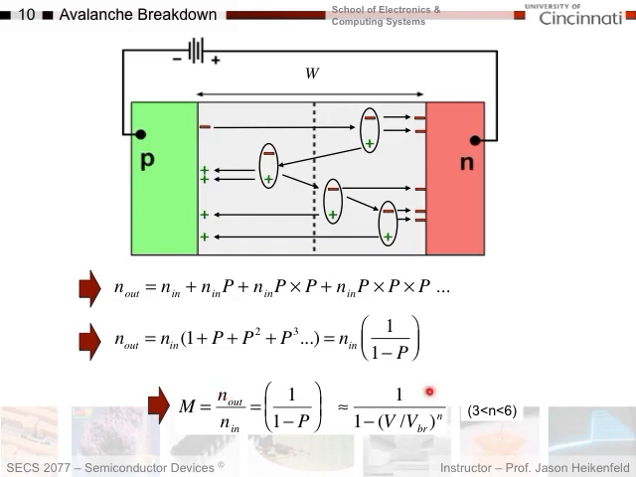If you look at a diode spec sheet, you'll typically see it expressed like this, where it's 1 over 1 minus the applied voltage divided by the breakdown voltage times this ideality factor, which is between 3 and 6. Okay?